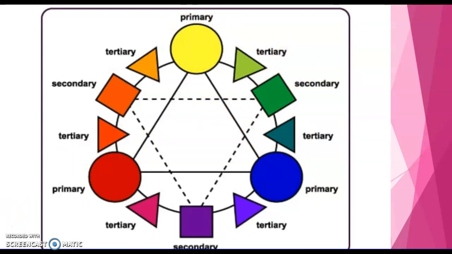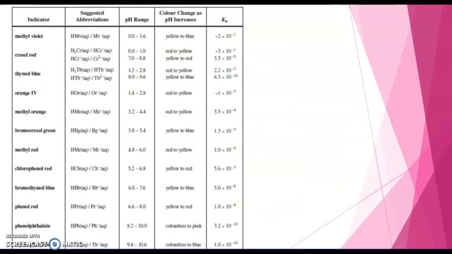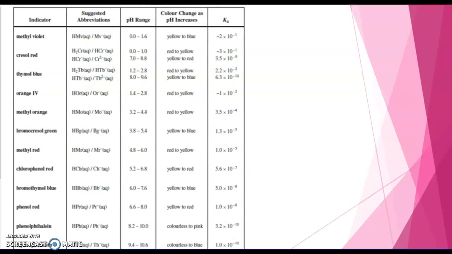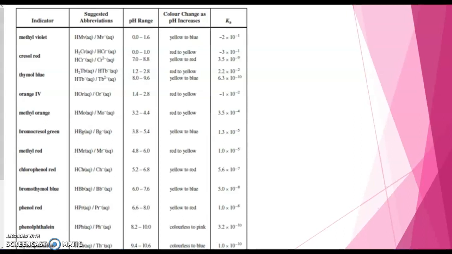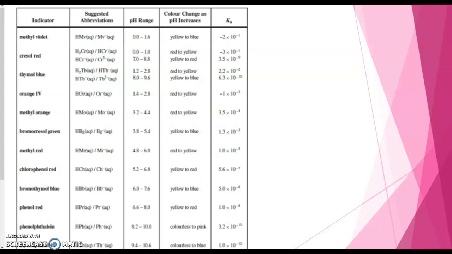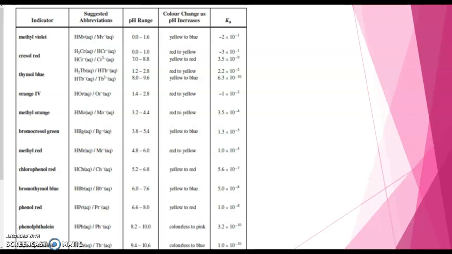This is where you should look on the back of your periodic table if you have it in front of you. On the back of your periodic table, there is a table that says acid base indicators at 298 Kelvin, and that's what's on the screen here. Why this is useful to us is these different things. For example, there are the indicator names.